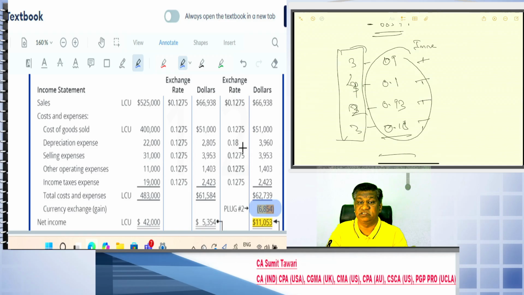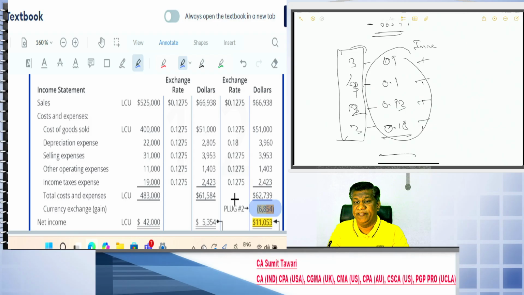Because we purchased the asset on December 1st, we need to take the rate applicable as on December 1st. And here, because we evenly purchase the inventory, we need to consider the weighted average rate. For the rest of the income statement we use the weighted average rate. We are talking about remeasurement only.